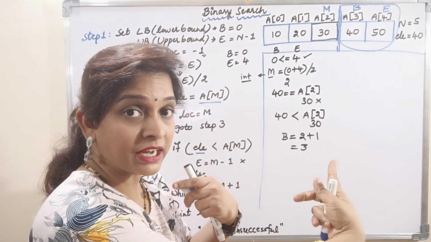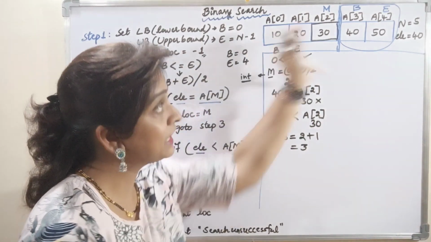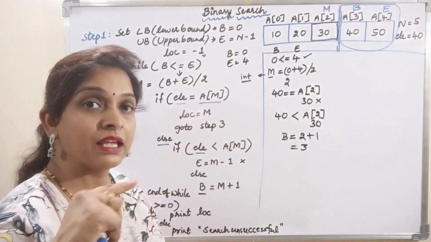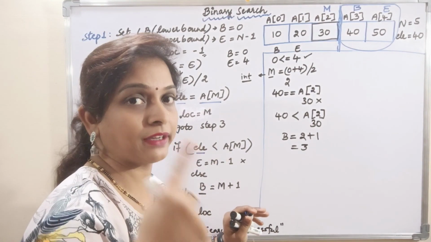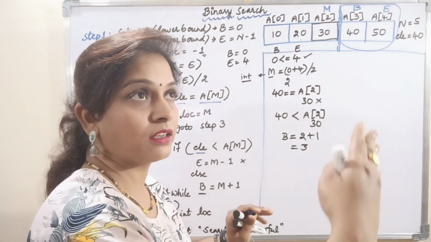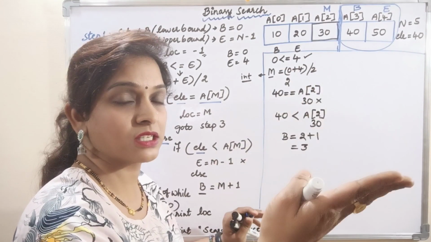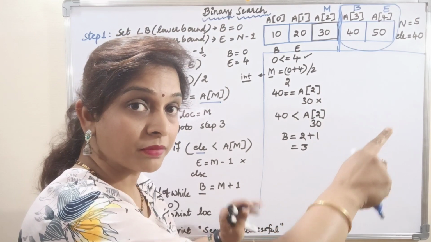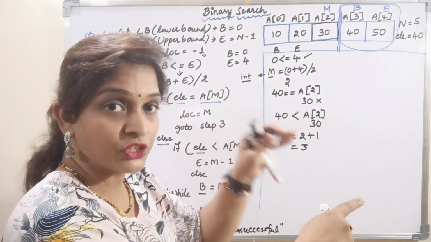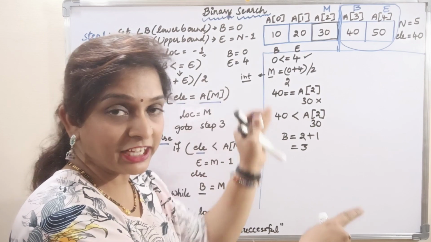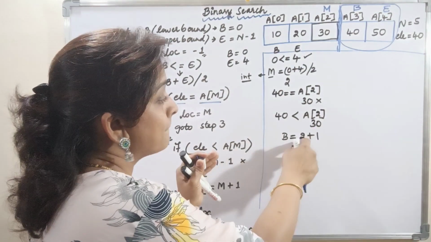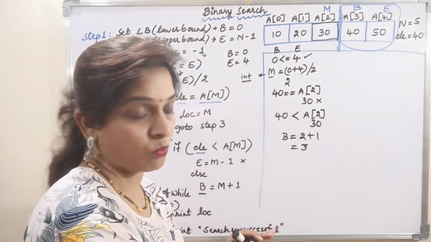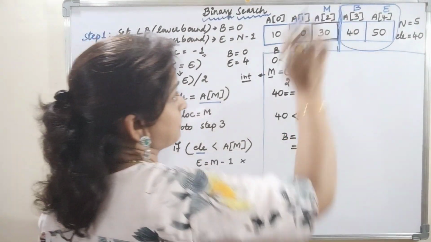When I'm moving towards right, ending remains the same. Beginning I need to change. So beginning equal to mid plus 1. Just imagine greater means R, move towards right. Ending remains the same. Mid I need to change. Beginning equal to mid plus 1. Beginning I have to bring it here, so it is mid plus 1. So beginning changes. Now beginning became 3.